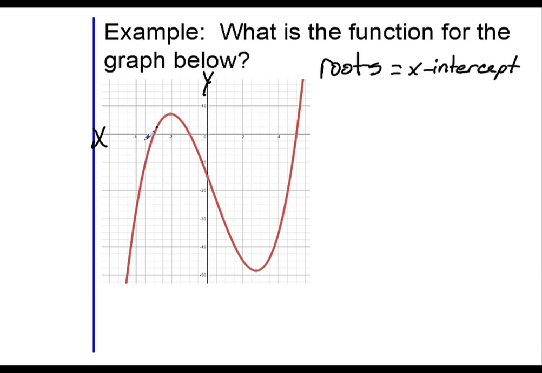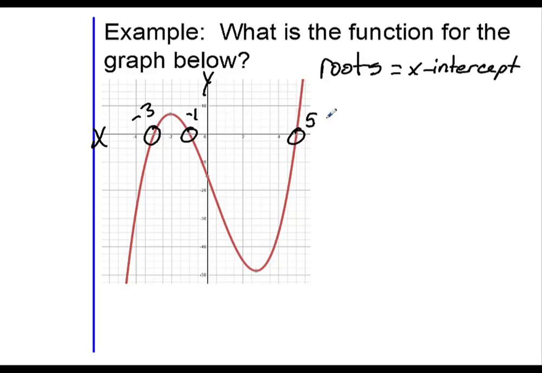So one root is right here at negative 3. Another root is right here at negative 1. And my last root right here is at positive 5. This is not a root, okay, so we will not be using it. That right there is actually a y-intercept. So we don't use all intercepts, we just use x-intercepts.